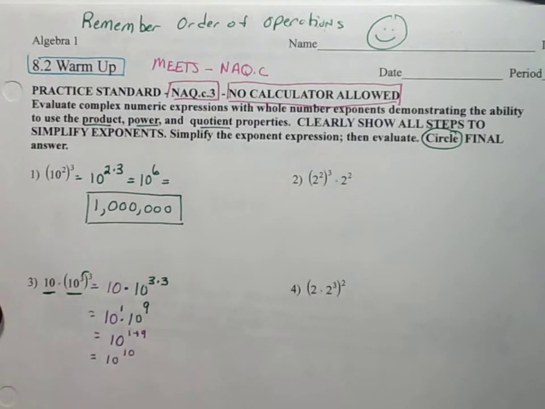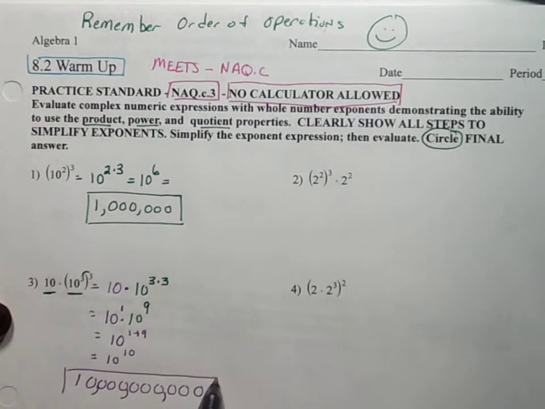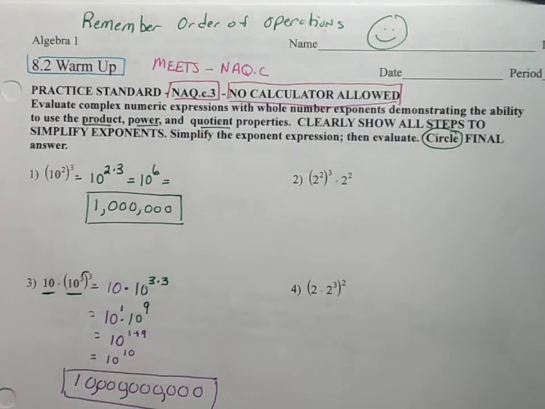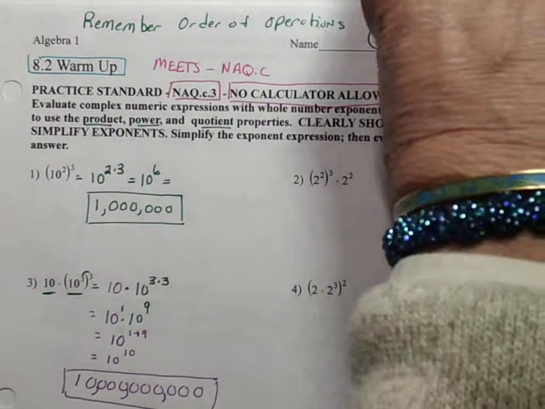Make sure to have equal signs here. And my final answer is going to be a 1 with 10 zeros. 1, 2, 3, 4, 5, 6, 7, 8, 9, 10. So that's 3, 6, 9. So that is 10 billion. Now you're not going to be able to use calculators, so the numbers we're going to be using here are going to be relatively easy.